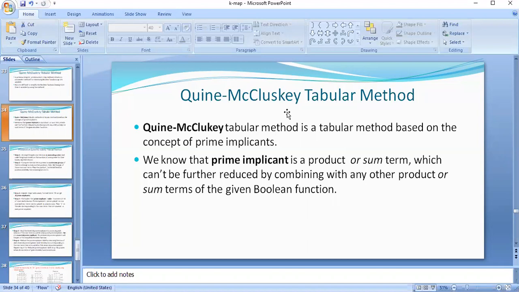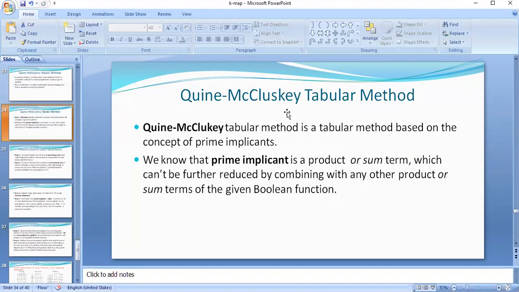Prime implicant means either a min term, meaning a product term, or a sum term. After reducing, we get either a product term or a sum term. That one is called a prime implicant.